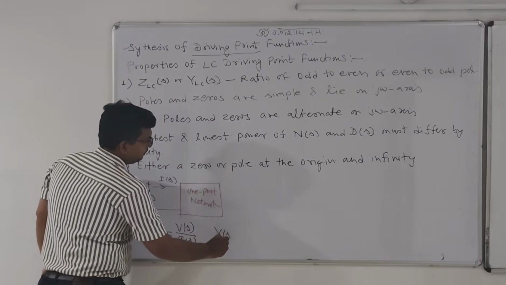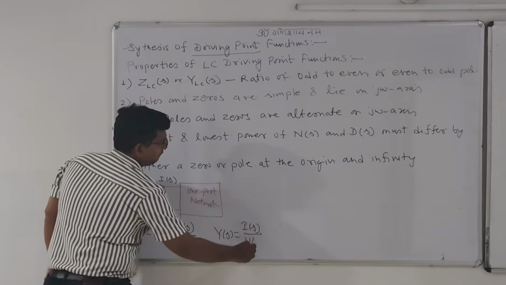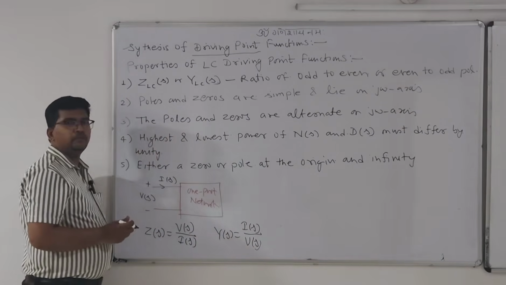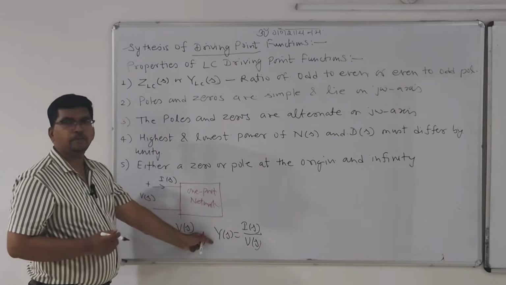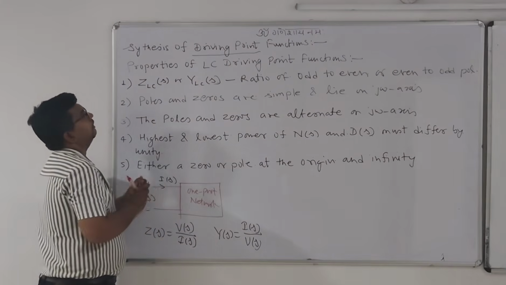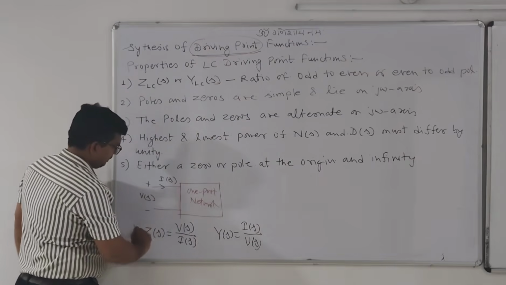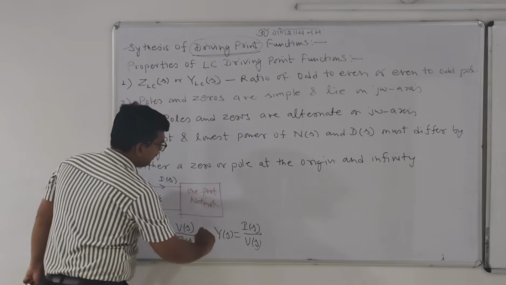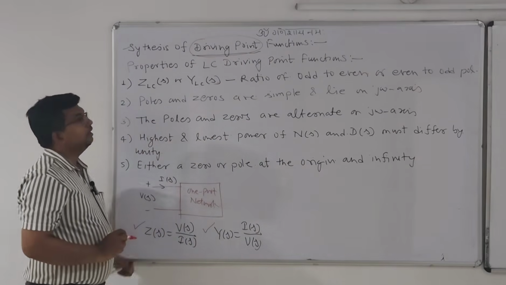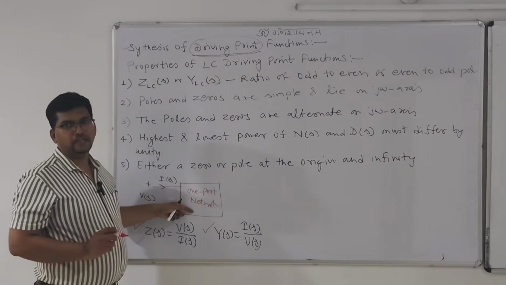Similarly, if we take the reverse of the ratio, that is the Laplace transform of the current to the Laplace transform of the voltage, then it is called a driving point admittance function. So basically, when we say driving point function, it means there are two functions: one is the impedance function, another is the admittance function. And we are doing the synthesis of the driving point function for a one port network.